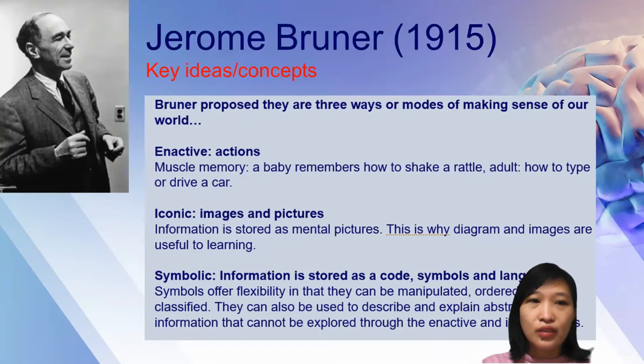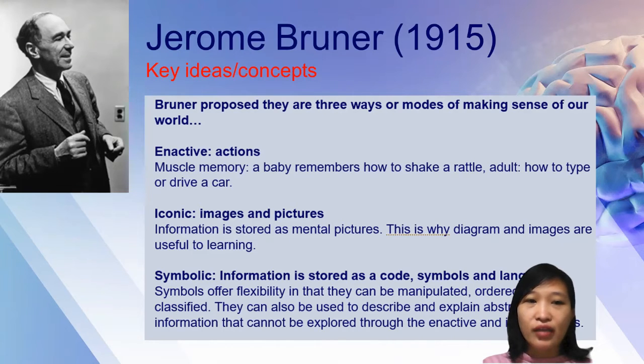Now we go to Jerome Bruner. What are the key concepts of Jerome Bruner? First, we have enactive, which is muscle memory: a baby remembers how to shake a rattle, and an adult how to type or drive a car.